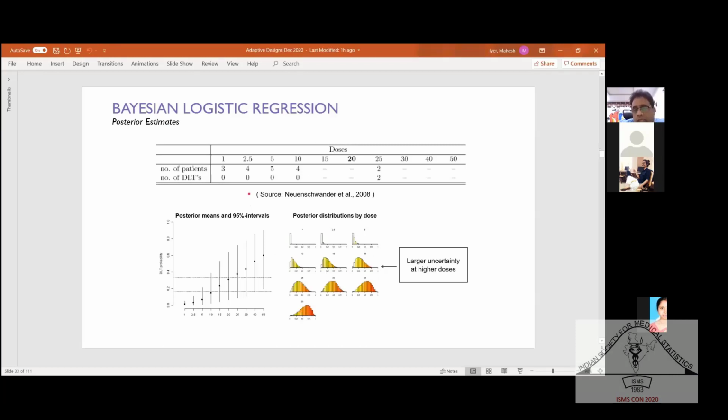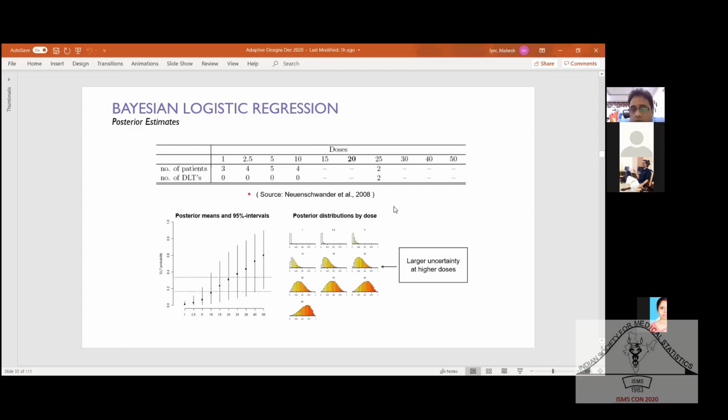So now we do the same thing. Let us say this is the actual experiment that has happened. In dose level 1, 3 patients, 0 DLTs. Dose level 2.5, 4 patients, 0 DLTs. Dose level 5, 5 patients, 0 DLTs. Dose level 10, 4 patients, 0 DLTs. Based on all of this, the model suggested that we should go to dose 25. So we went to dose 25, you put 2 patients on it, and both of them had DLTs.